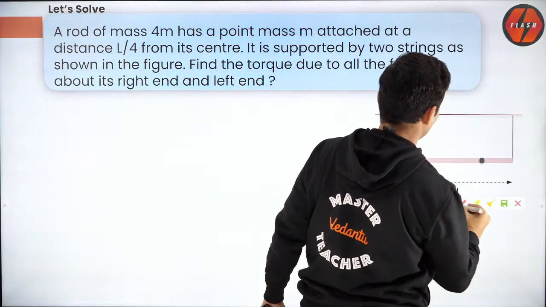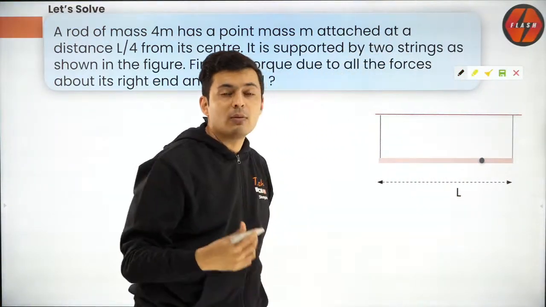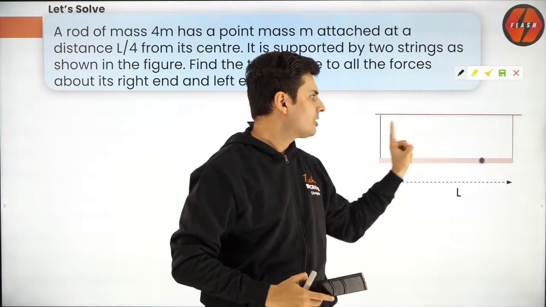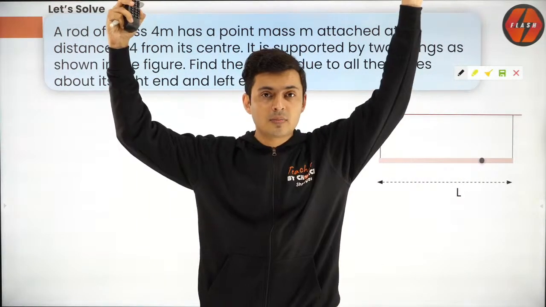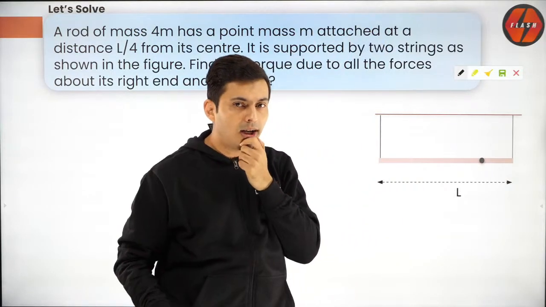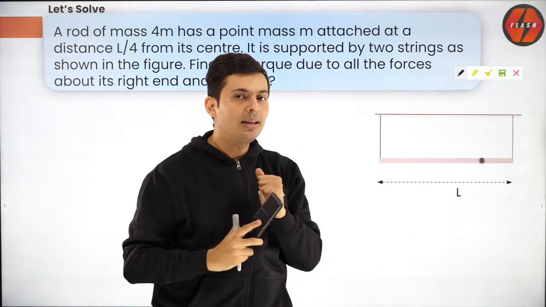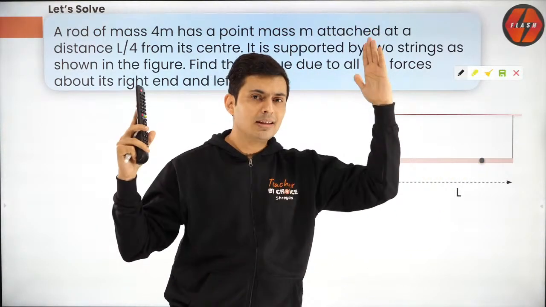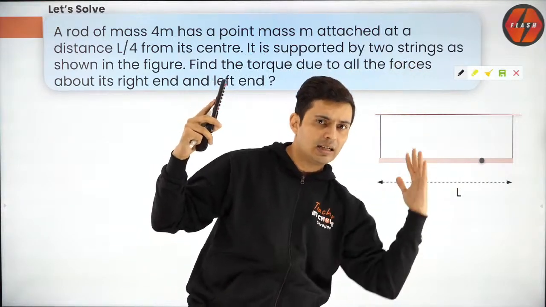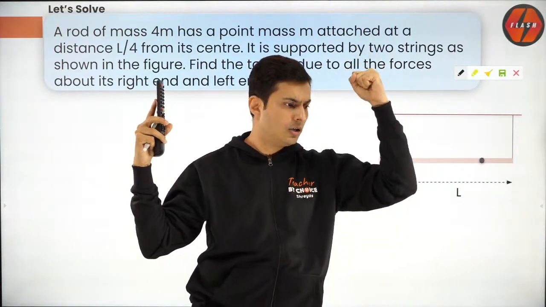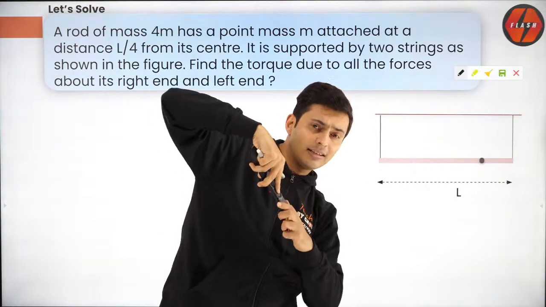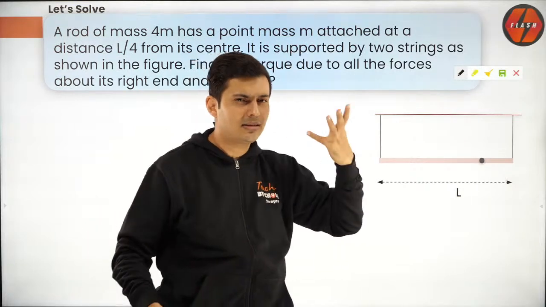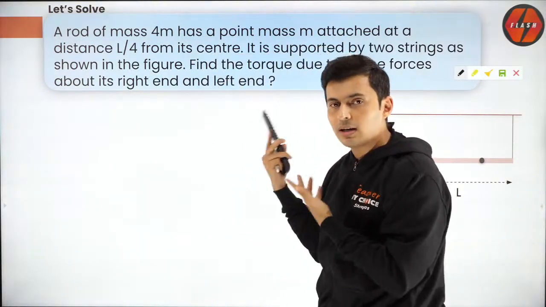Okay, very simple question. And one more thing I would like to tell you from this problem is that, think about it guys, these two strings will give some tensions. Do you think these tensions will be equal? Obviously not. Why won't they be equal? Think about it. This point mass is not at the center. So I think the tension on this side will be slightly more, the rod will try to bend more like this. So this tension will be more, I feel, and this tension should be less. This is what my gut feeling says. I don't know if I'm wrong, let's see.